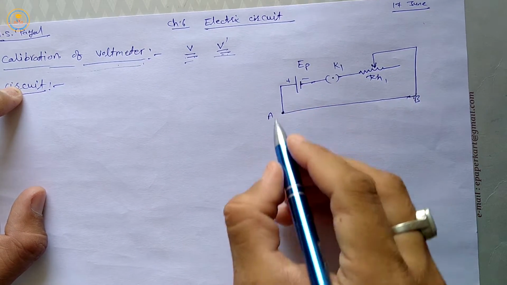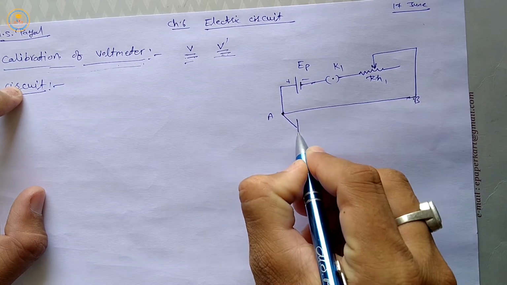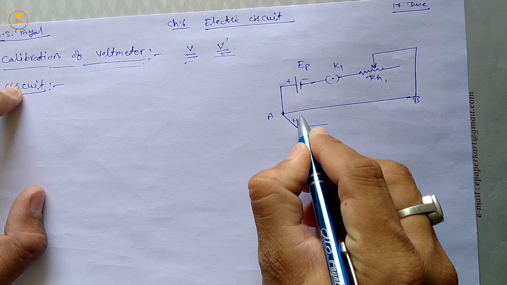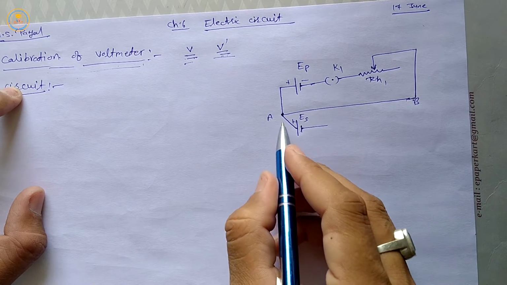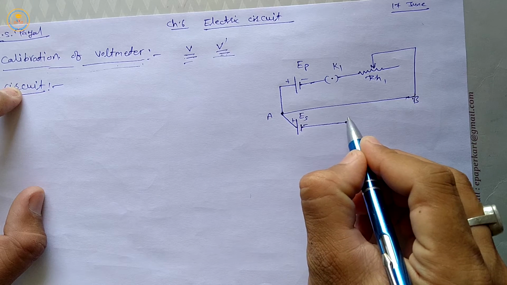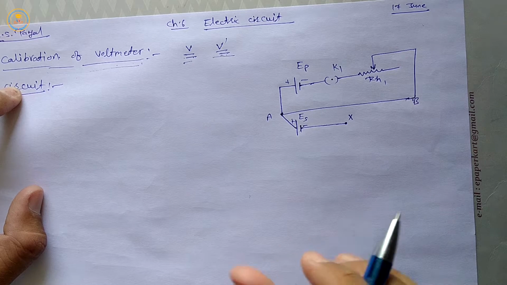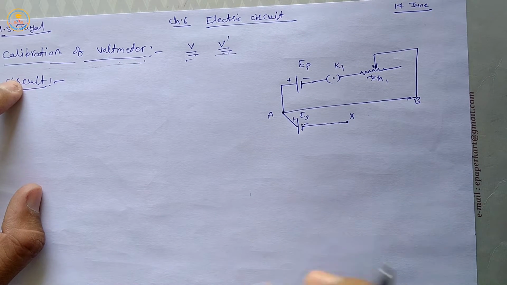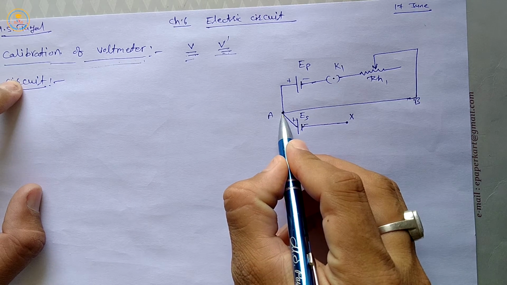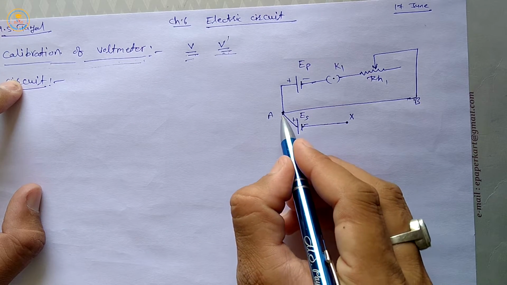Now, in secondary circuit, a standard cell, and positive terminal of this standard cell is connected to point A, and negative terminal of this cell is connected to X terminal of a two-way key. We know that positive terminal of all cells in potentiometer are connected to point A. It means higher potential end of all cells is connected to point A.